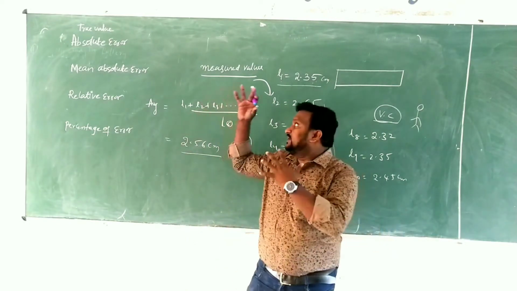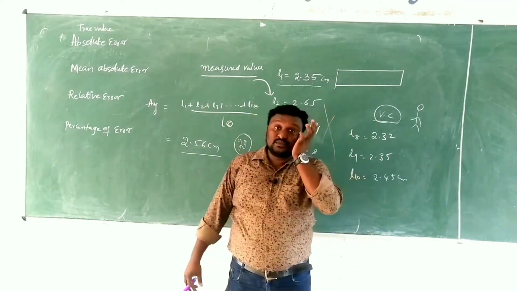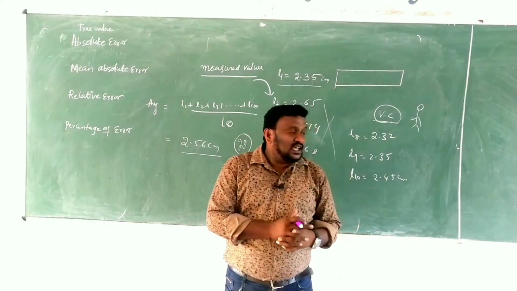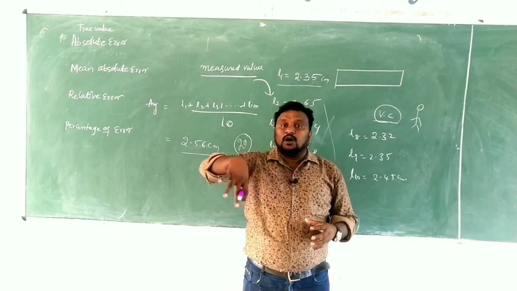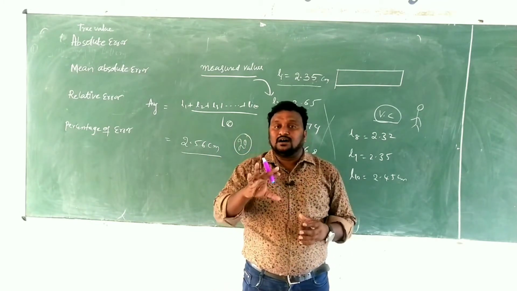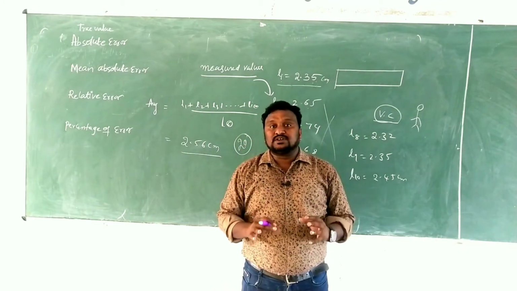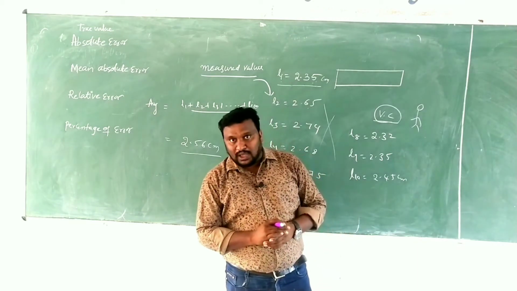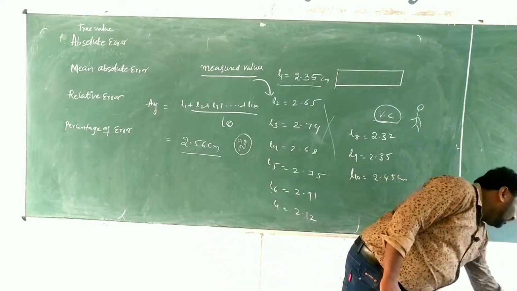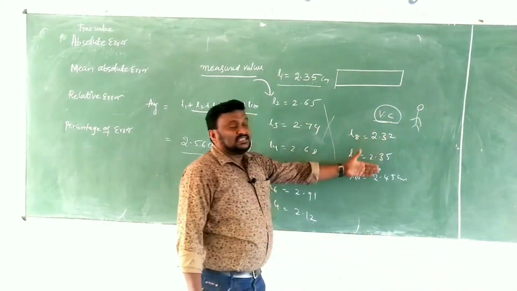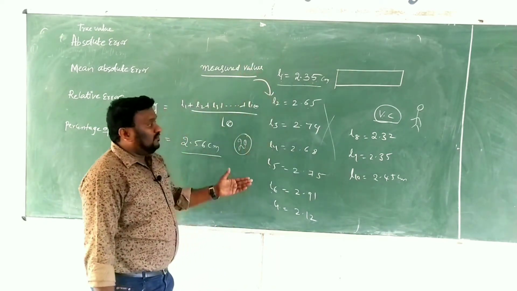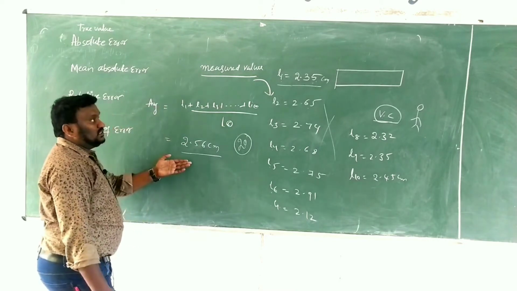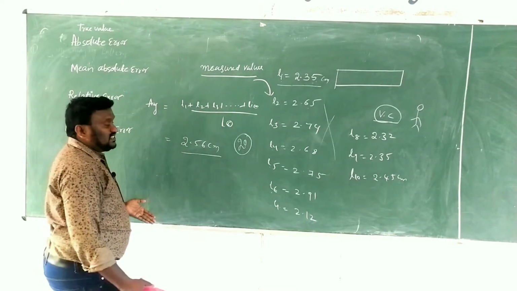So now I am going directly to definitions. What is true value? In an experiment, the average of all observed values or all measured values should be called true value. Clear? So here, in this case, finding the length of a glass slab, we have 10 values, L1, L2, L3 like that. The average of them, what we call true value, is here 2.56 centimeters.